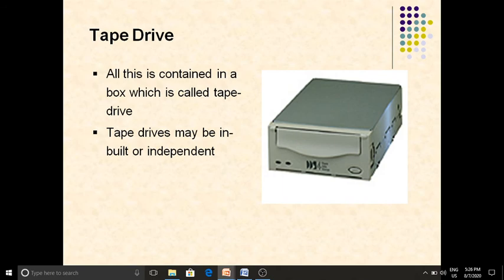Next slide. We are continuing the discussion of points on tape drive. All this is contained in a box which is called a tape drive. Tape drives may be inbuilt or independent.